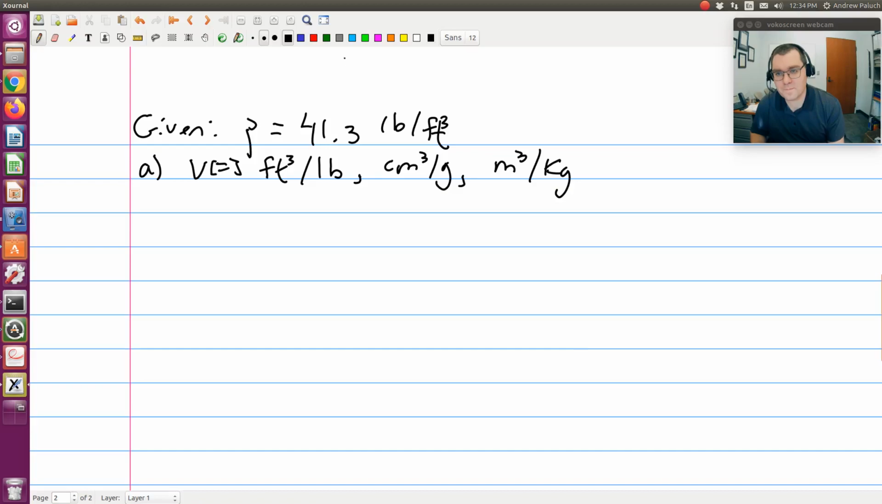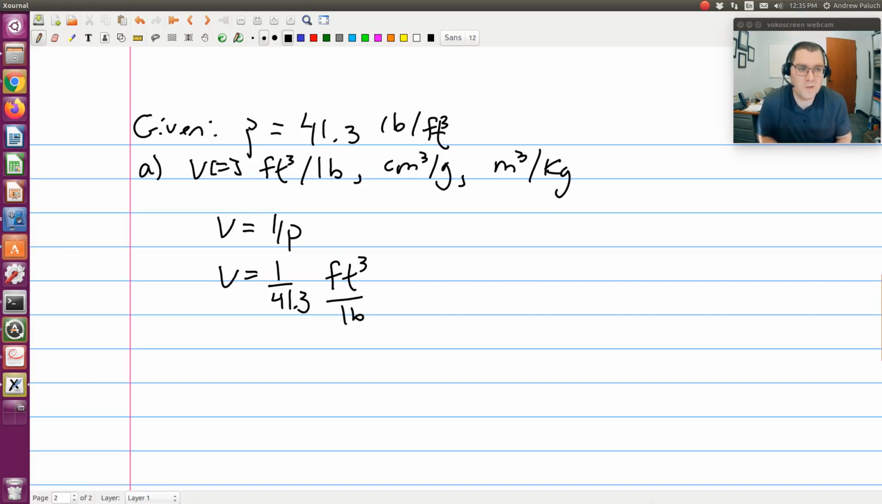Well, remember, specific volume is nothing more than 1 over density. If I'm given pounds per foot cubed, my specific volume in feet cubed per pound is just 1 over that. So V I could write as 1 over 41.3, and that's foot cubed per pound, which would be the first one. And you can actually perform the numerical calculation.